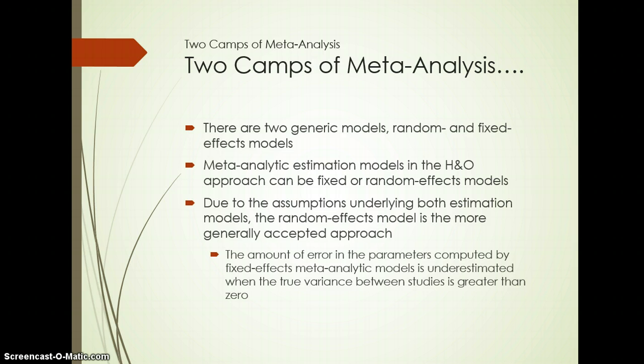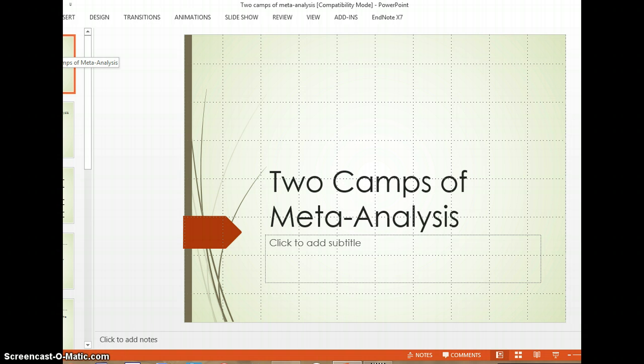So due to the assumptions underlying both estimation models, we would typically say that the random effects model is the generally more accepted approach. So in this instance, the amount of error in the parameter estimates computed by the fixed effects meta-analytic model would be underestimated when there's actually true variance between studies. And of course, this is whenever it's greater than 0, which in most areas in the social sciences would be all the time. All right, so that's a very brief overview of two camps of meta-analysis, and we'll proceed in Module 7 to discuss actually correcting for types of artifactual variance.